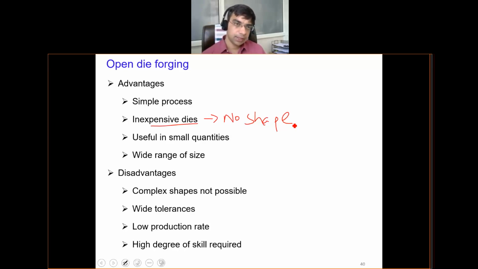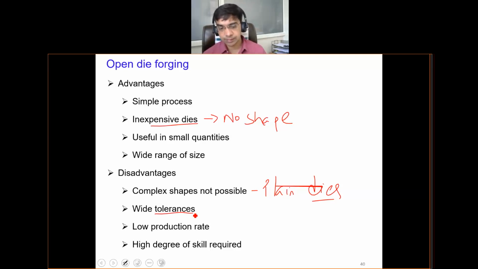But at the same time, the process also has several limitations. For example, complex shapes cannot be forged using this process because the dies are plain dies. There are wider tolerances. I have discussed tolerances in one of the earlier classes also. Tolerances are basically acceptable deviations from the final dimension. In this case, the acceptable deviation will be too large because you are not precisely changing the shape, but roughly changing it. Hence, the tolerances are quite high.